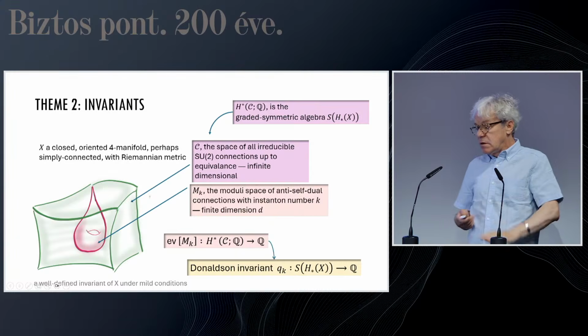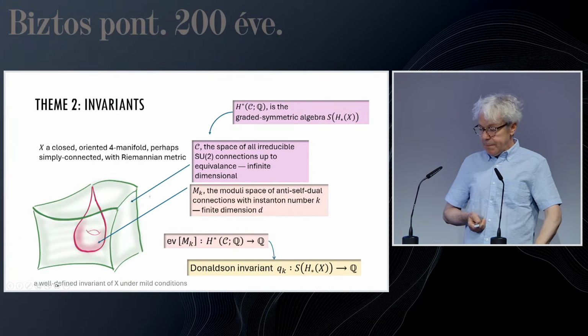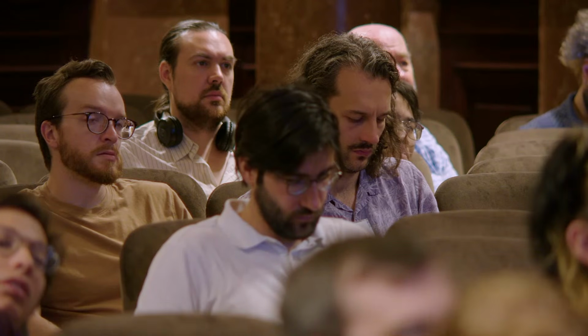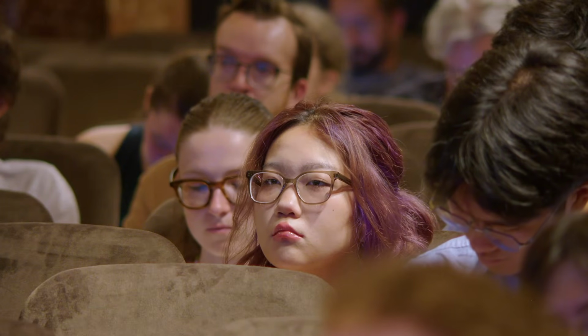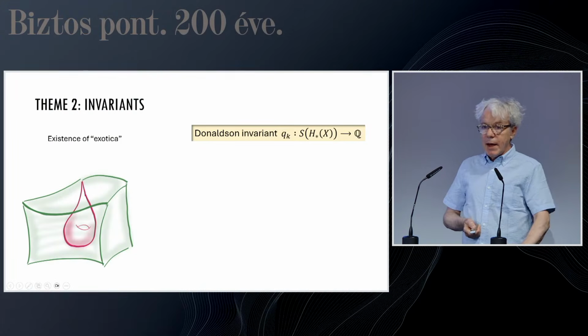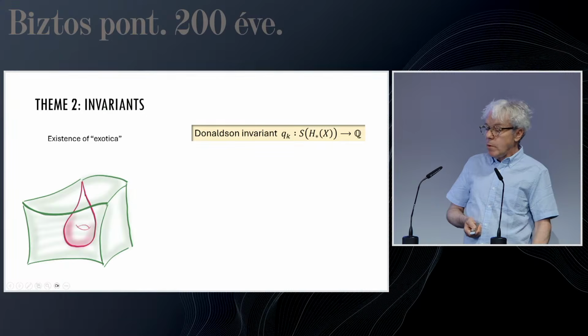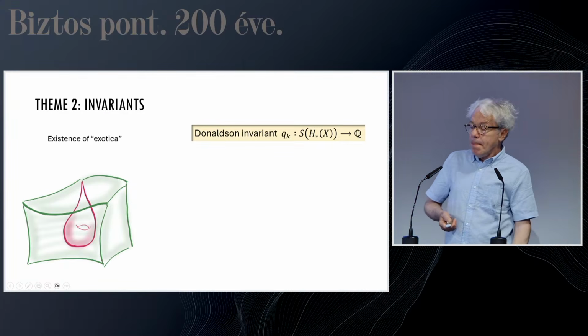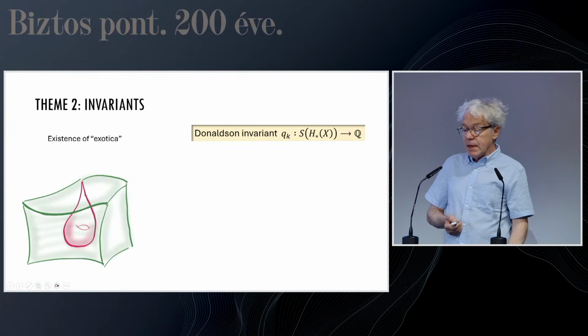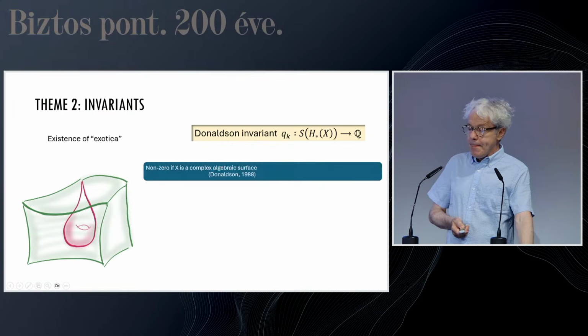There was a predecessor to this invariant, which I'll be slightly historically inaccurate in passing over. This invariant can distinguish smooth structures on manifolds which are homeomorphic. Excuse me. So, in particular, it established the existence of exotica in dimension 4.